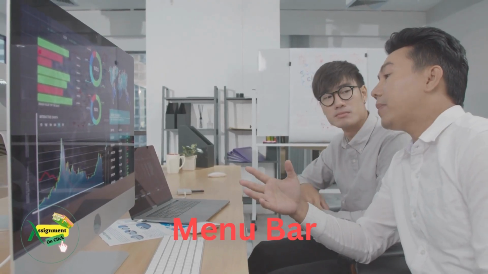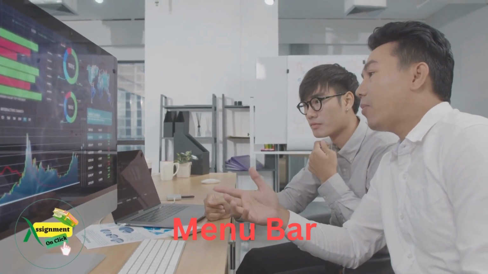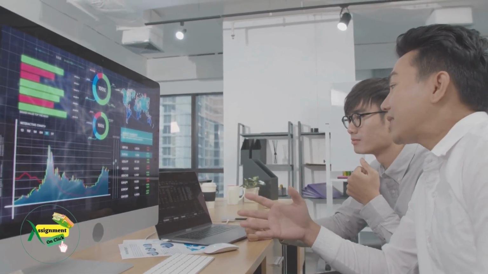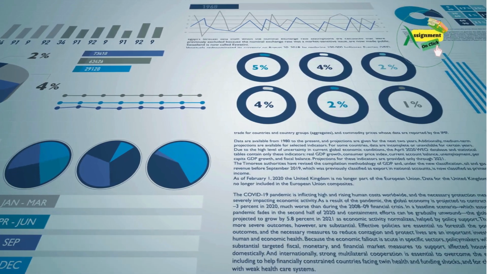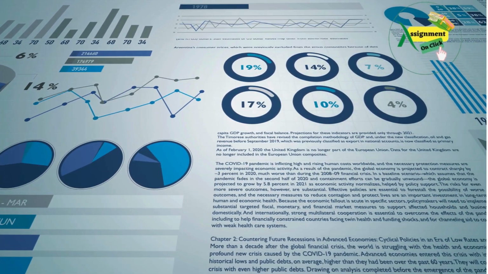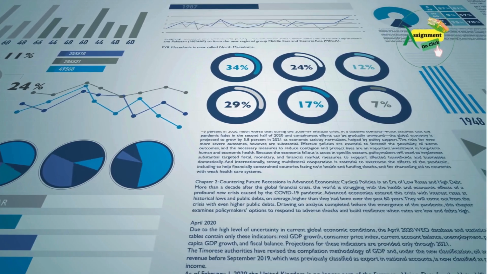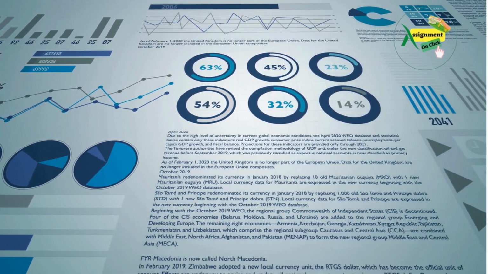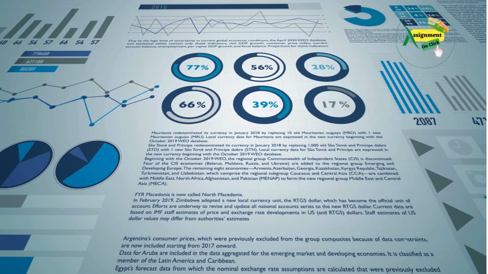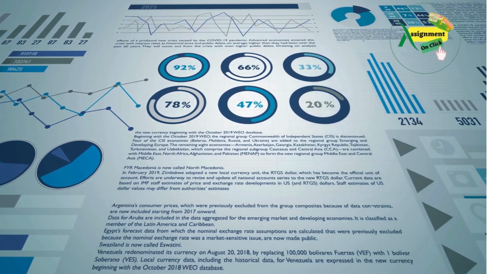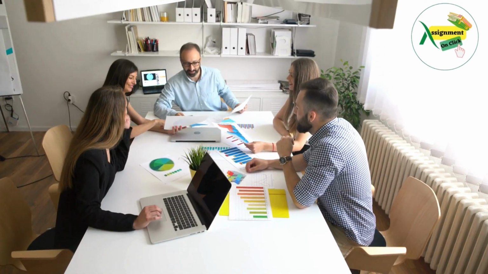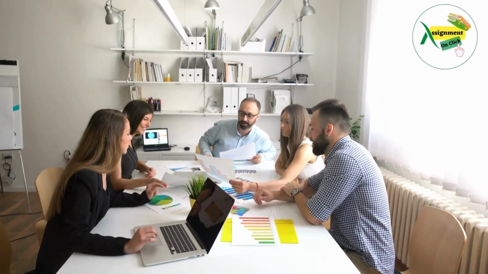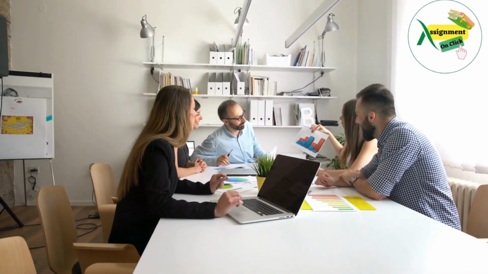The menu bar at the top contains various commands. It includes standard menus like File, Edit, and View, as well as statistical options like Analyze for conducting tests and modeling, Graphs for creating charts, and Transform for manipulating data, for example, computing new variables or recoding values. SPSS also includes specialized modules such as regression and advanced statistics.